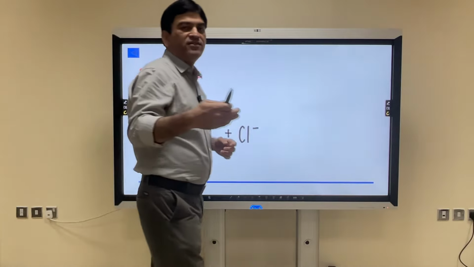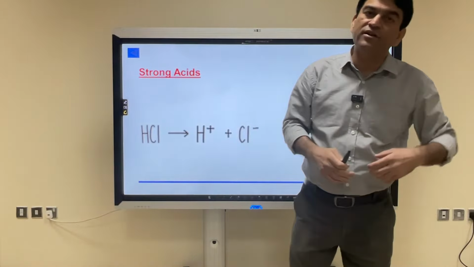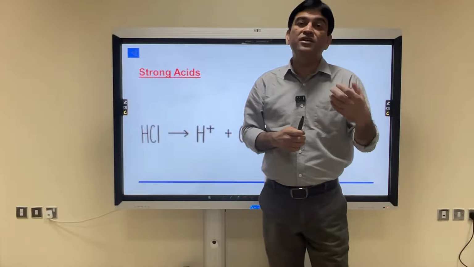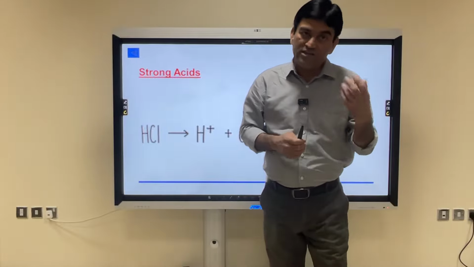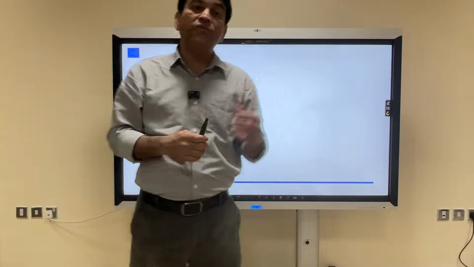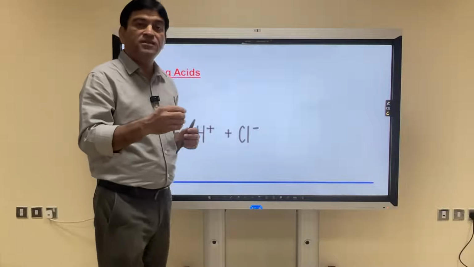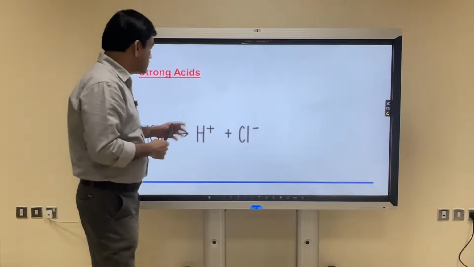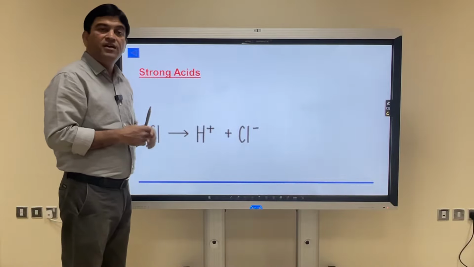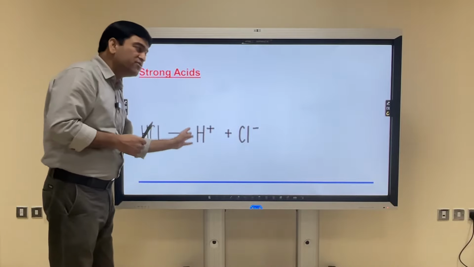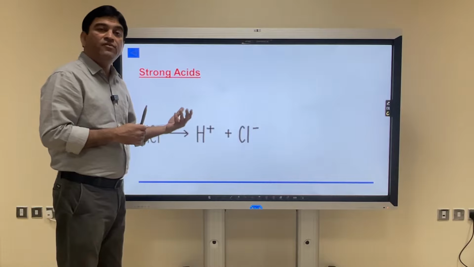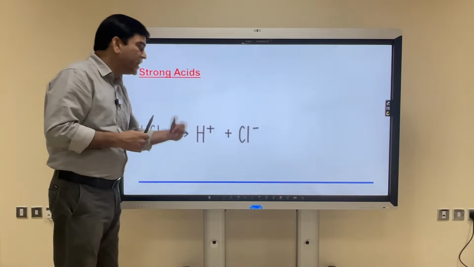So all the acids, whether strong or weak, give you H plus ion in solution, and that's the definition of an acid. An acid is something that releases H plus ion in solution. We have seen the example of HCl, it gives you H plus ion plus Cl minus ion. You have seen the example of H2SO4, it gives you H plus ion plus HSO4 minus ion. You have seen the example of a weak acid, CH3COOH, it again gives you H plus ion.